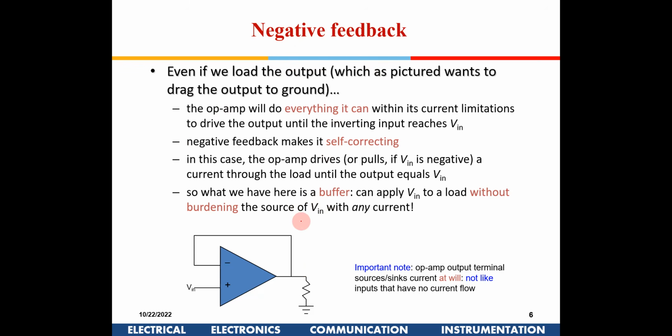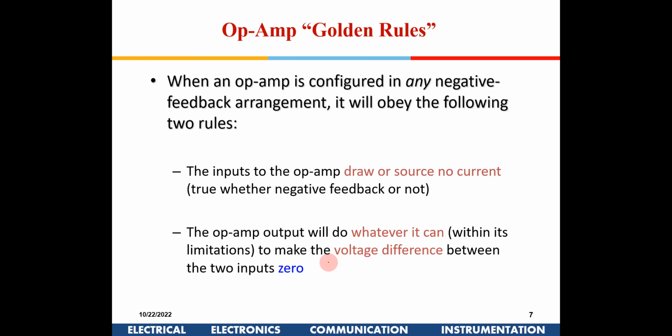This is again the same thing which I explained. You can connect a low load out here, and as V in changes, the output also will follow V in. So this can be used as a buffer without burdening the V in with any current. No current will be taken from V in. This is what an op-amp does in unity gain configuration, right?